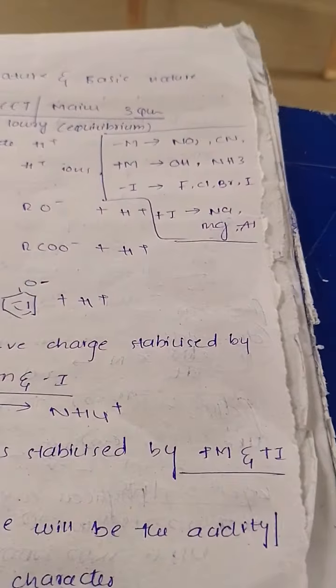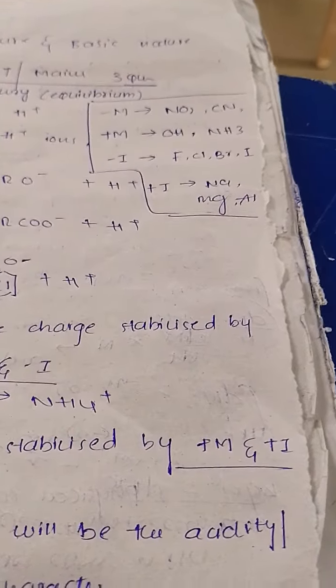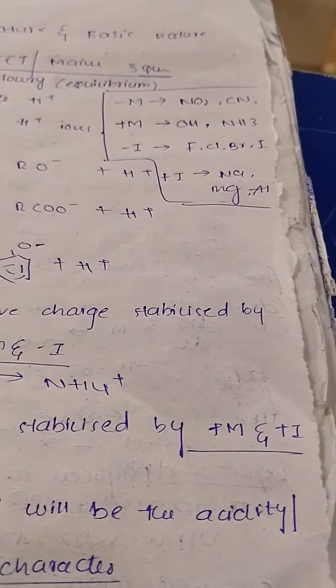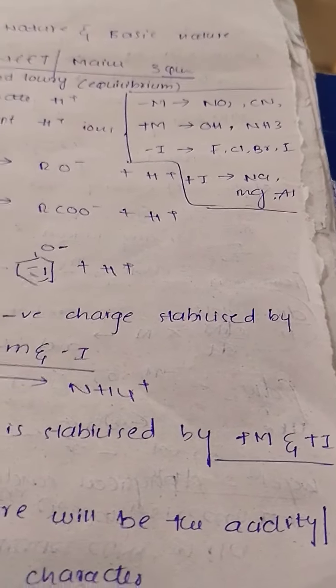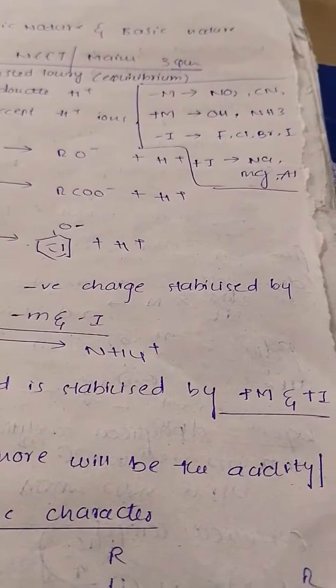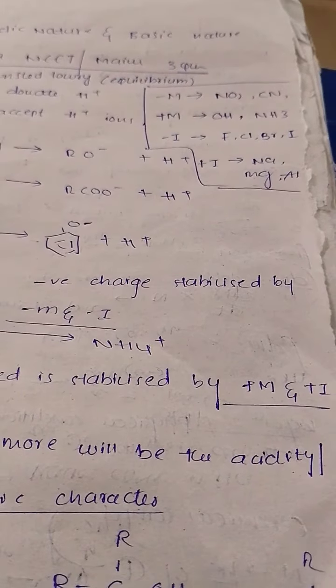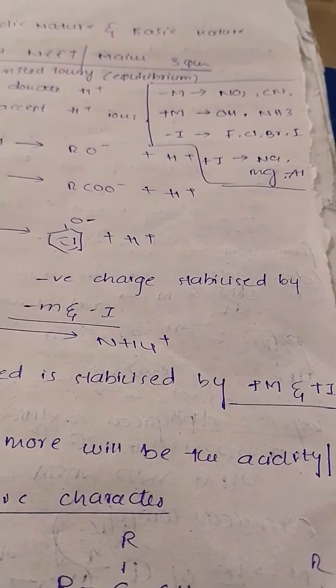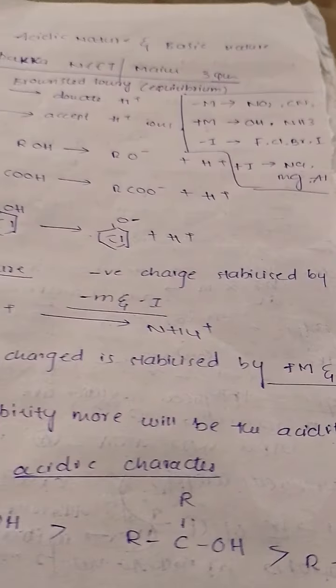In our exam, mainly the negative M effect includes NO2 and CN, and plus M includes OH and NH2. Minus I effect includes fluorine, chlorine, bromine, iodine and a few electronegative elements like oxygen and nitrogen, and the plus I effect includes metals like sodium, magnesium, aluminum.